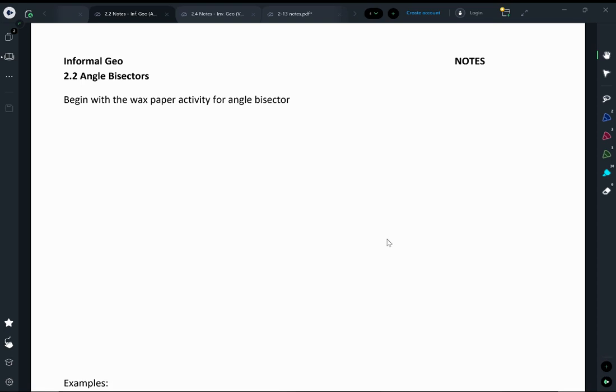Hello class, these are our informal geometry notes for angle bisectors. I know it says here that we are beginning with a wax paper activity, so that's using patty paper for our angle bisector. I am not able to show you that here on my surface, but what I can show you a little bit is that we took an angle.